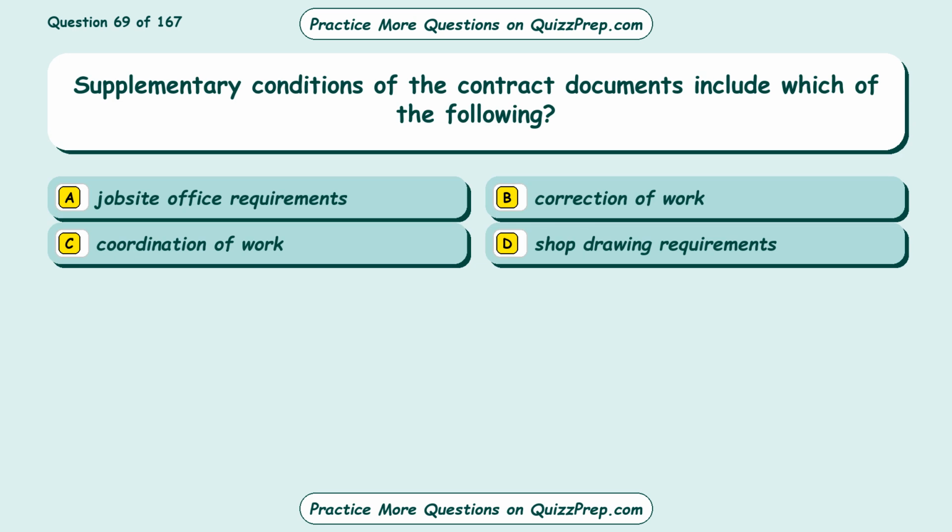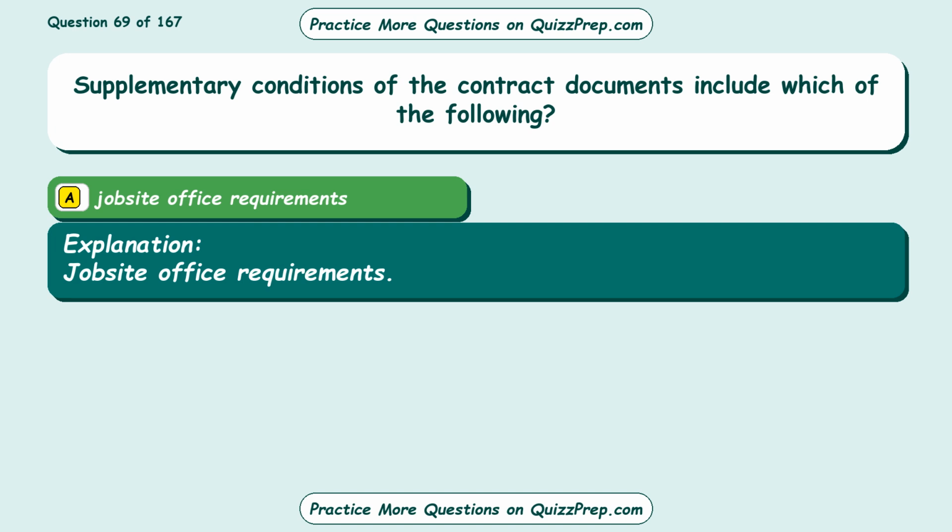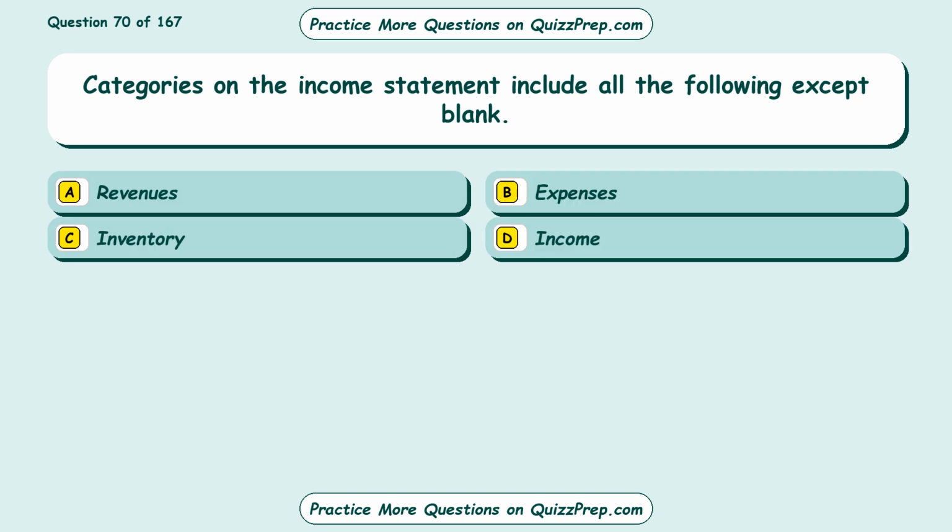Question 69. Supplementary conditions of the contract documents include which of the following? Option A, job site office requirements. Option B, correction of work. Option C, coordination of work. Option D, shop drawing requirements. The correct answer is option A, job site office requirements.